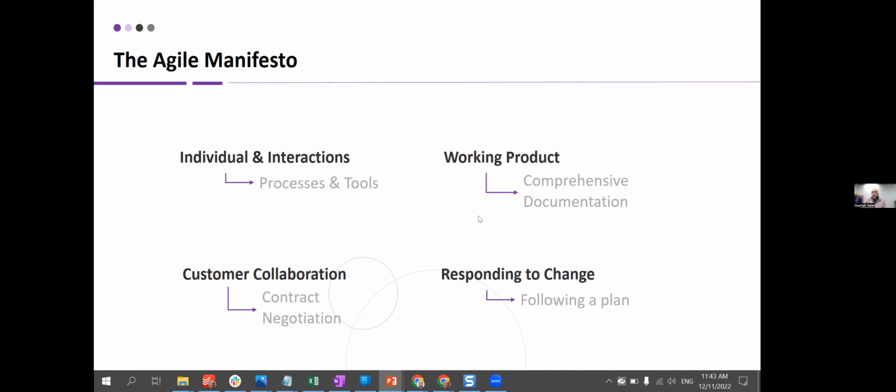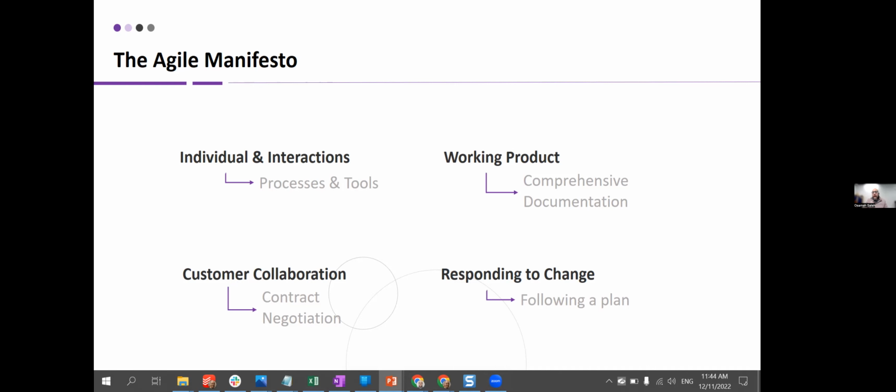So the four values that they wrote in 2001 have become a kind of cornerstone in terms of what we call agility, right? So if we step a little bit outside of what is Agile that I'm talking about, you're going to see that these things just make sense. They're common sense, right? But they are a response to a direction that the industry was going towards, and they're trying to correct the path, right?